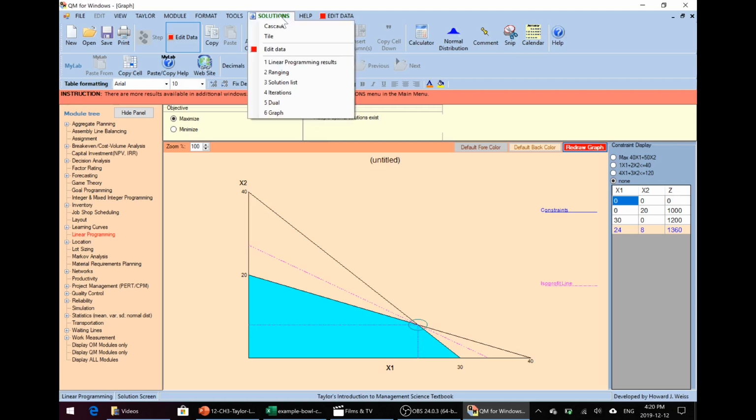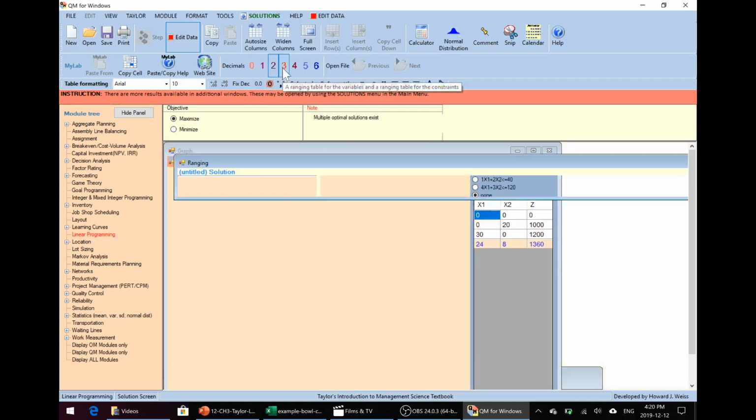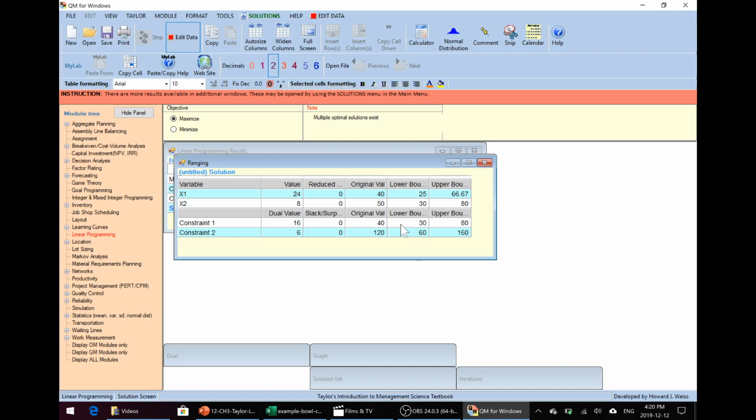Also, in the solution list, we can get the ranging. The ranging is the same as the sensitivity analysis. We have x1 and x2. The original values of x1 and x2 are 24 and 8. Their coefficient values are 40 and 50. The lower bound and upper bounds are there, which for C1 is 25 minimum and maximum 66.67, and C2 is 30 and 80.